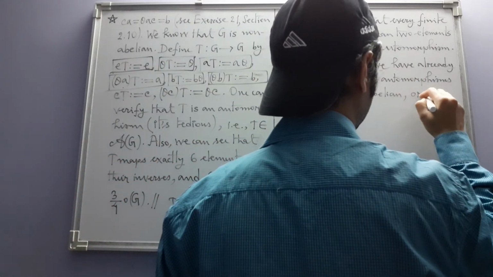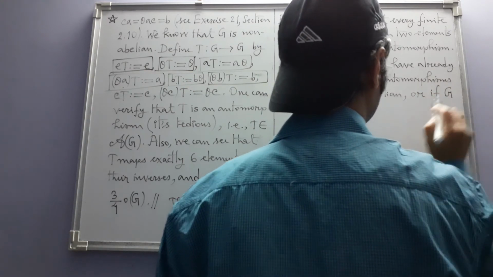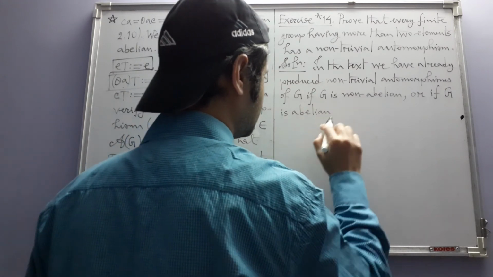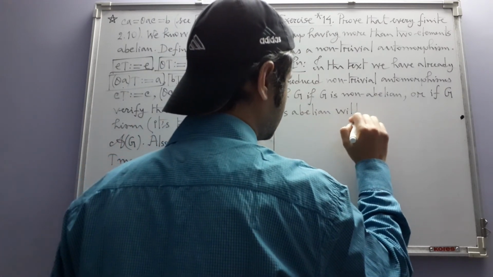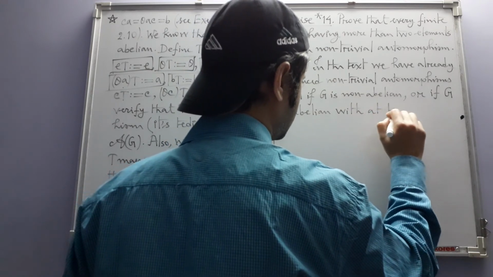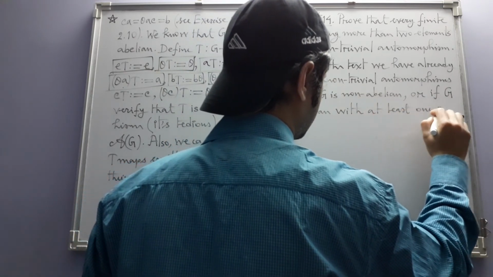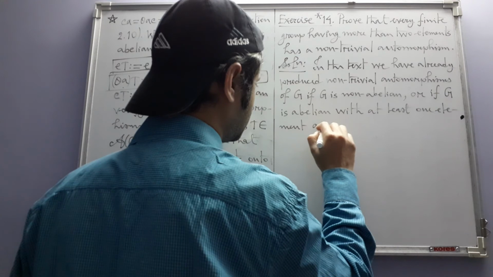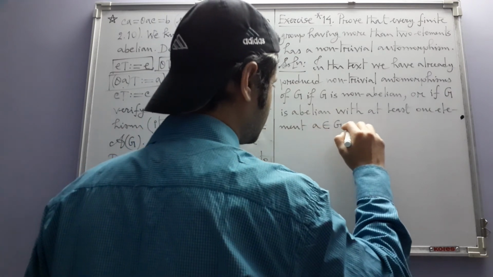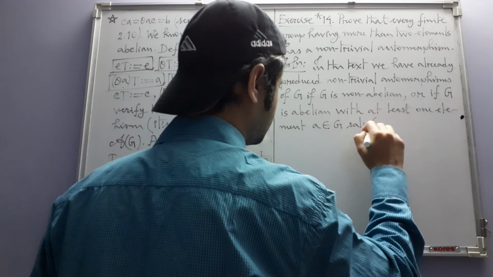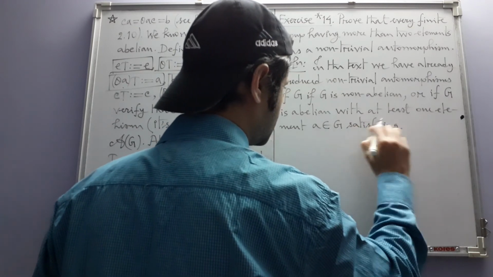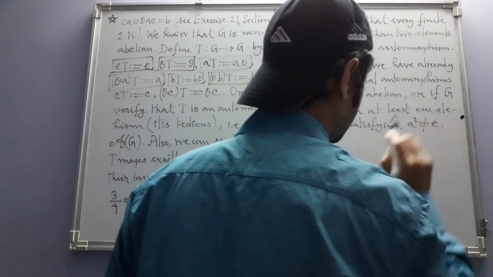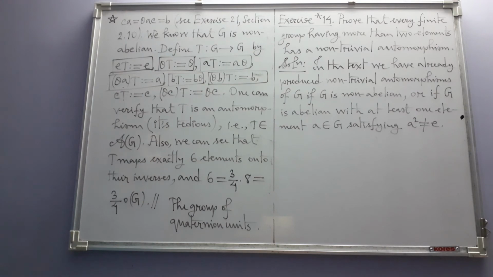Or if G is abelian with at least one element a satisfying a squared not equal to e. Okay.